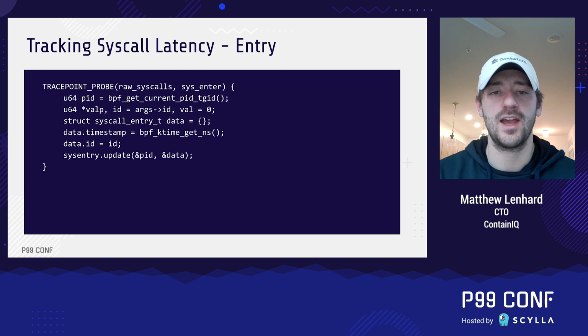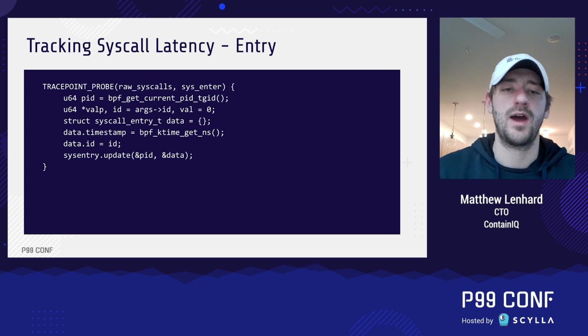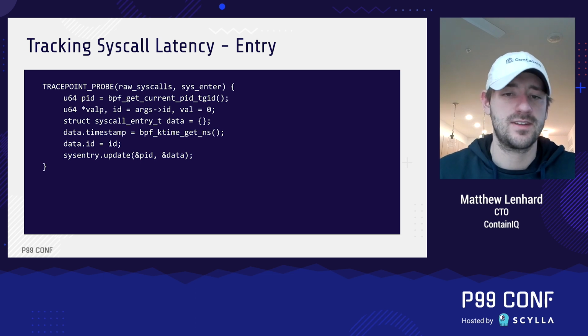What you're looking at here is we're adding some functionality to the sysenter tracepoint. We're grabbing the PID. We are using that PID to create a map, and we'll use this alongside the exit call so that we can time how long that given system call took to execute. As you can see, we're using BPF ktime to get the nanoseconds, and the last line here, we're adding all of this information to a BPF map.